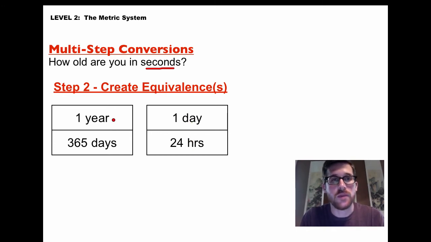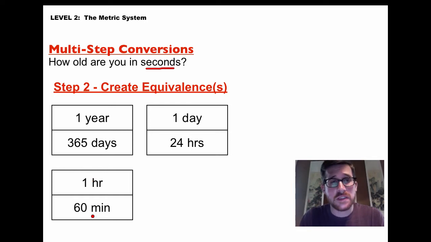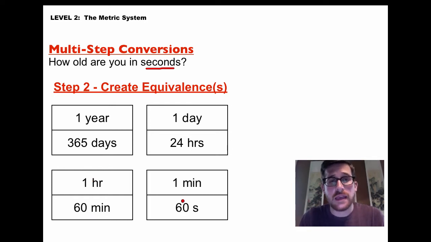So I've gone from years to days. Now I'm in hours. Still not seconds yet. Now I can go to minutes. 1 hour is 60 minutes. And then finally I can get into seconds because I know 1 minute is 60 seconds. So I'm going to use 4 different dominoes here, really 5 because I'm going to start out with my age domino, my starting domino.